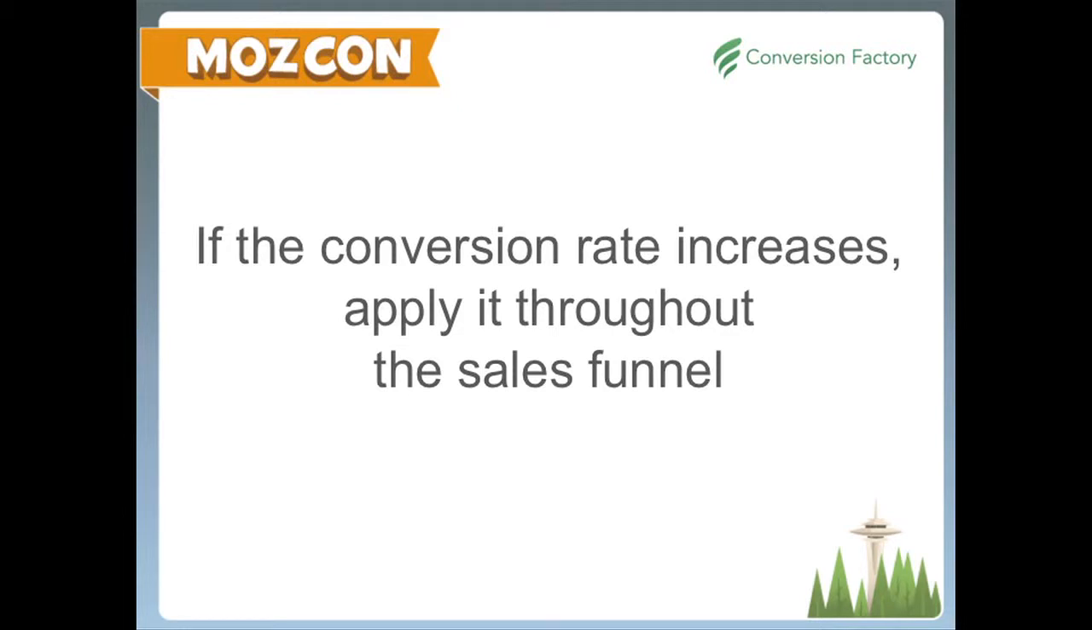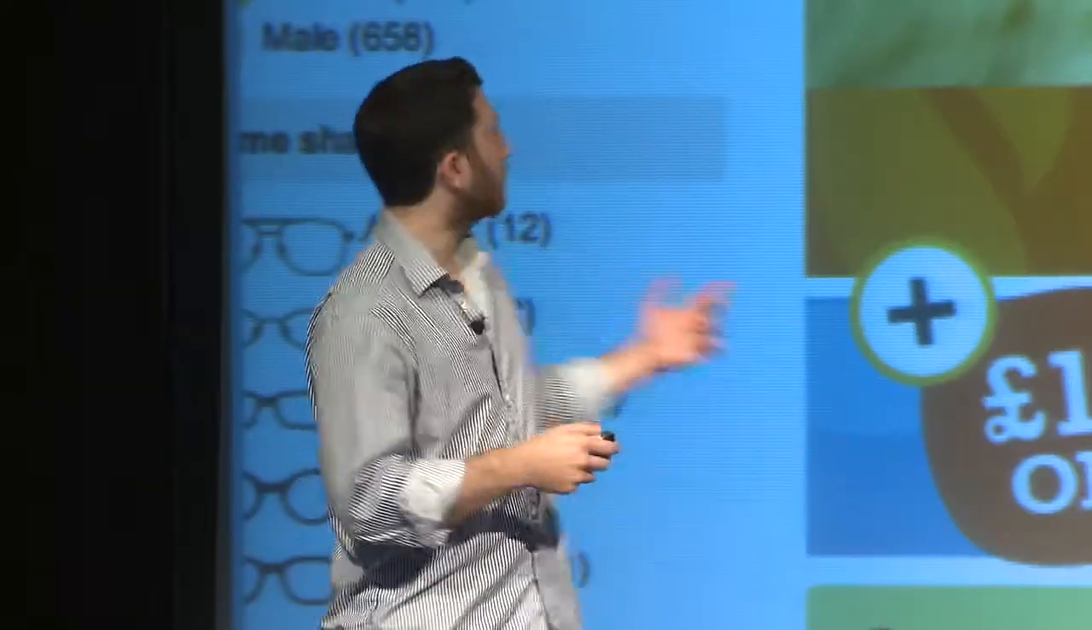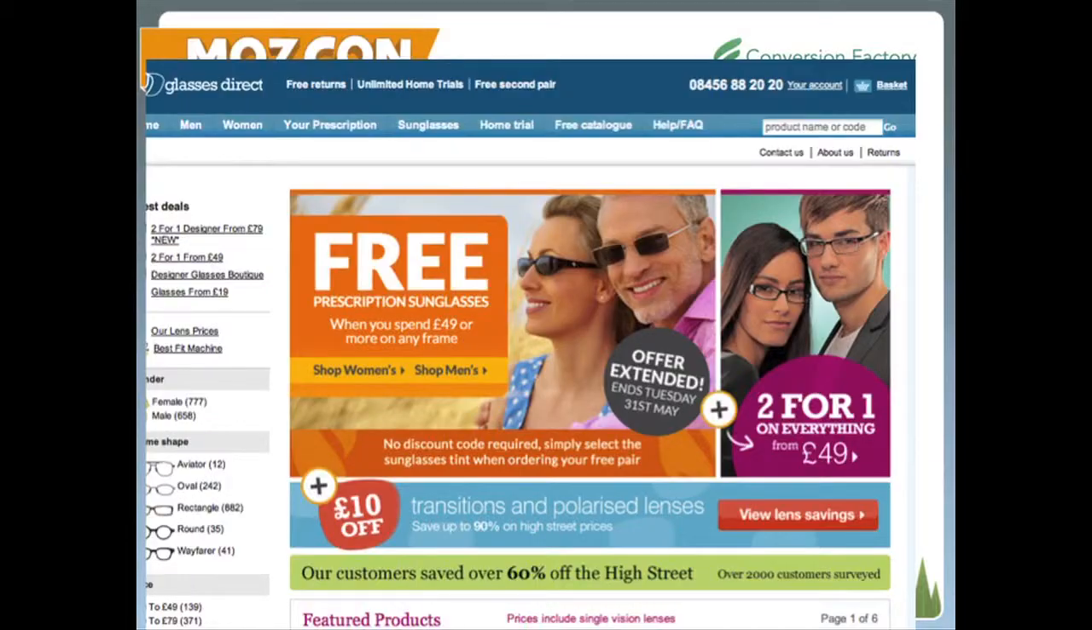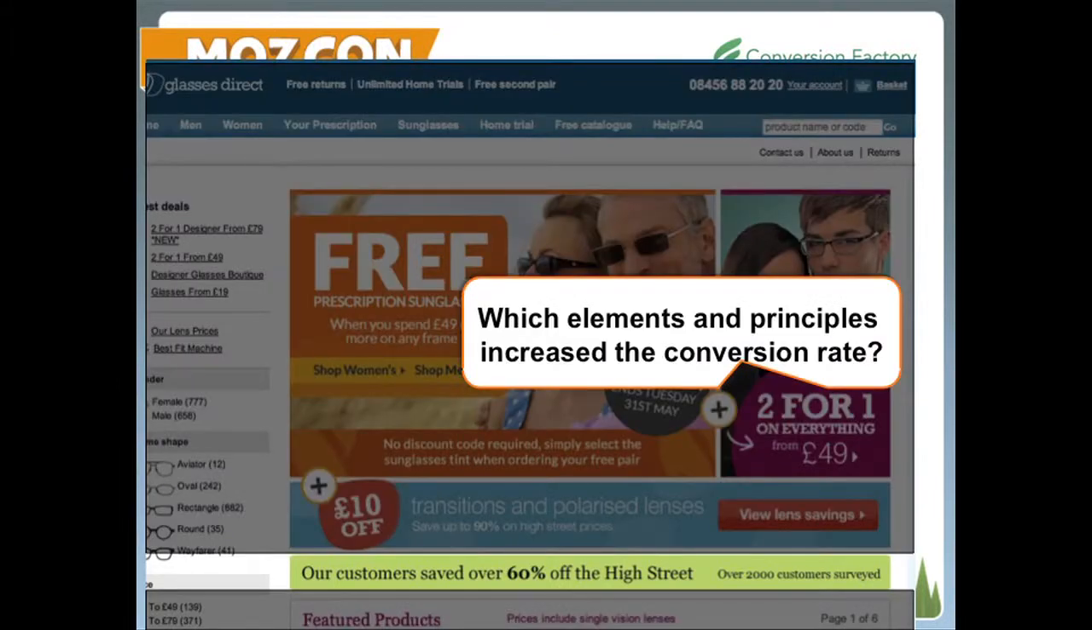When you're running the test, if you get a strong result, if it increases the conversion rate, you should then apply the same principles throughout the sales funnel. So again, this is another cycle. When you increase the conversion rate in one place, often that same principle will work across the entire sales funnel. To use an example, it might be a little hard to see at the bottom here, there's a green bar that says our customers saved 60% off the high street. So compared to the brands that you'll see downtown, these guys are 60% cheaper.